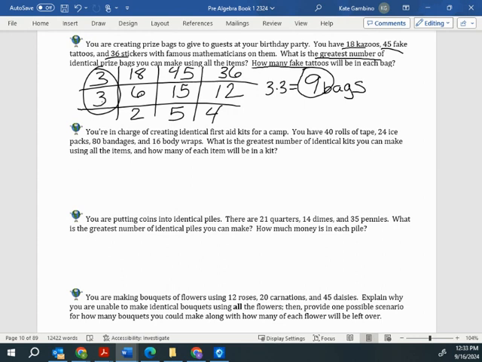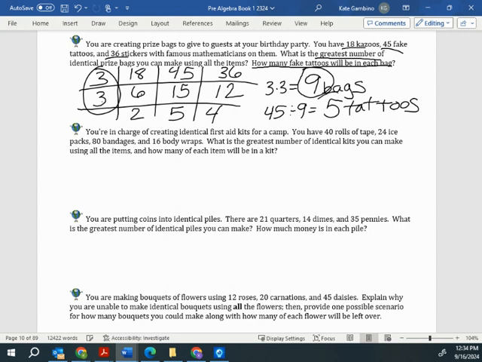There is a second question. How many fake tattoos will be in each bag? Well, there are 45 fake tattoos being divided up into 9 bags. So how many of the tattoos would go evenly into those 9 bags? Beckett? 5. How did you figure that out, Beckett? Because 45 divided by 9 is 5 tattoos in each bag.